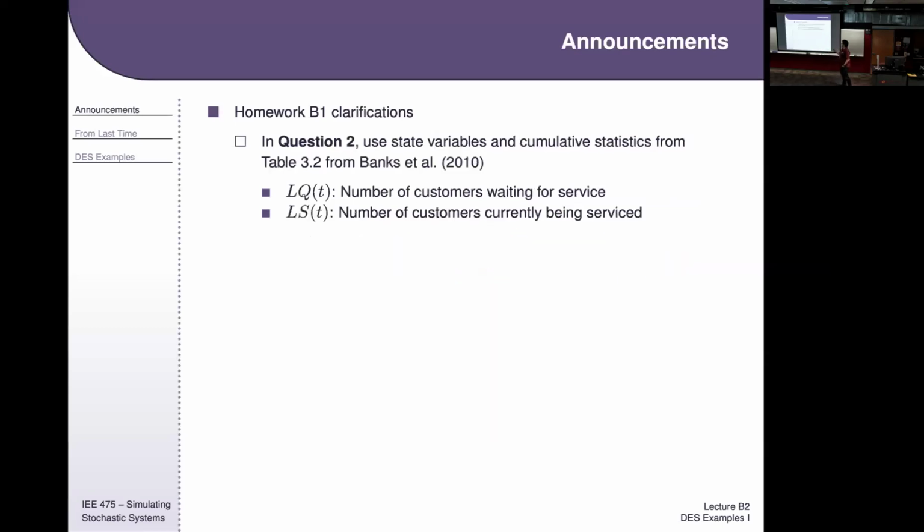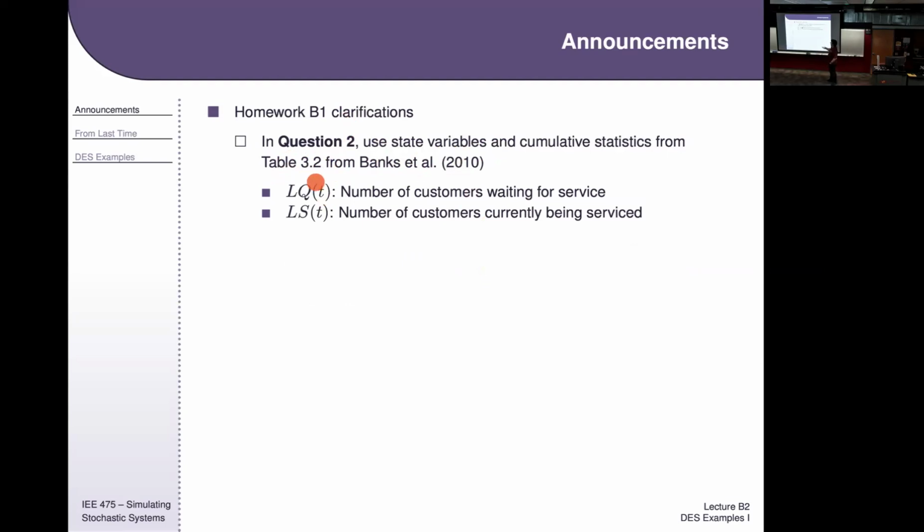So that's something to think about for question two, where you're going to be doing a hand simulation. If you go to table 3.2 in the textbook, which is linked from Canvas, you'll see definitions for all of the variables used in that example. But this is just a quick summary of that.